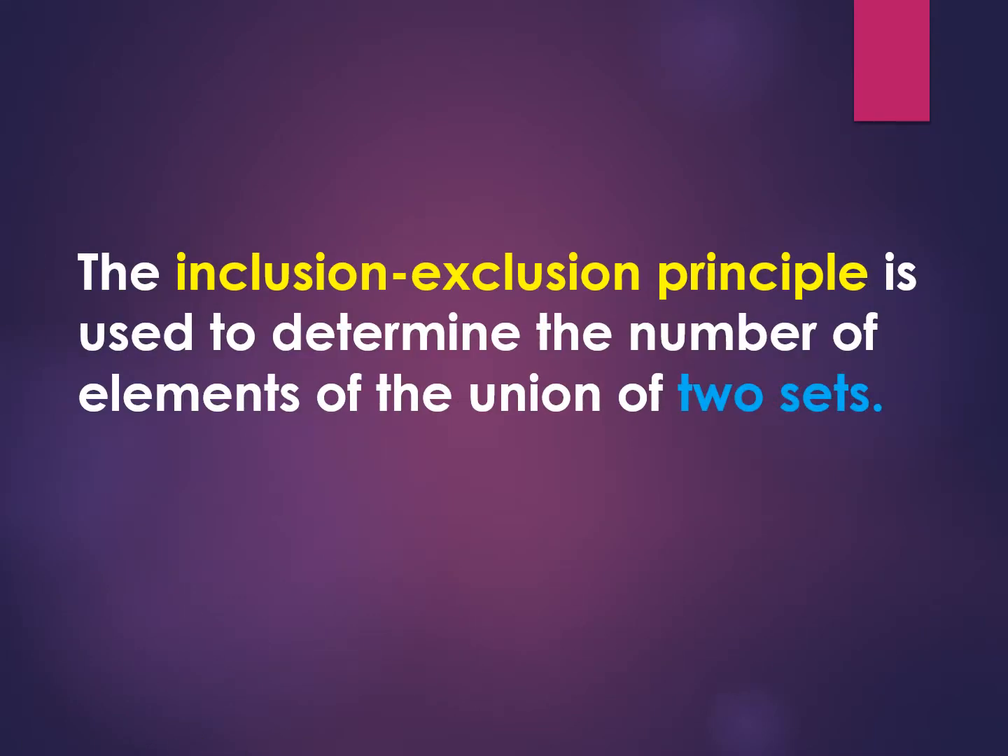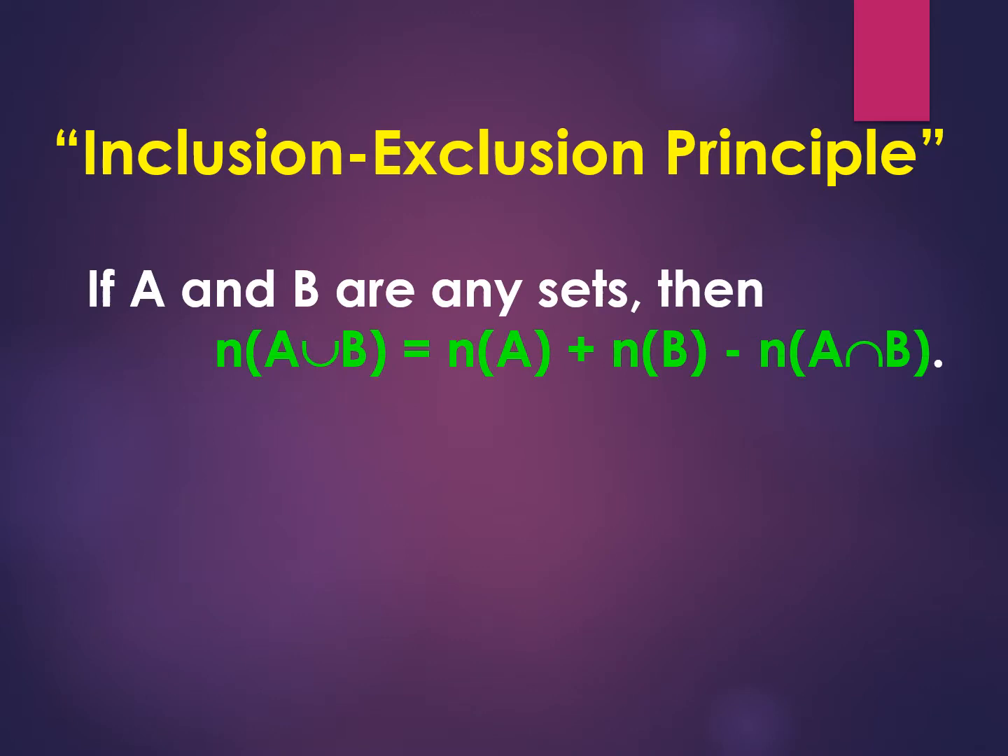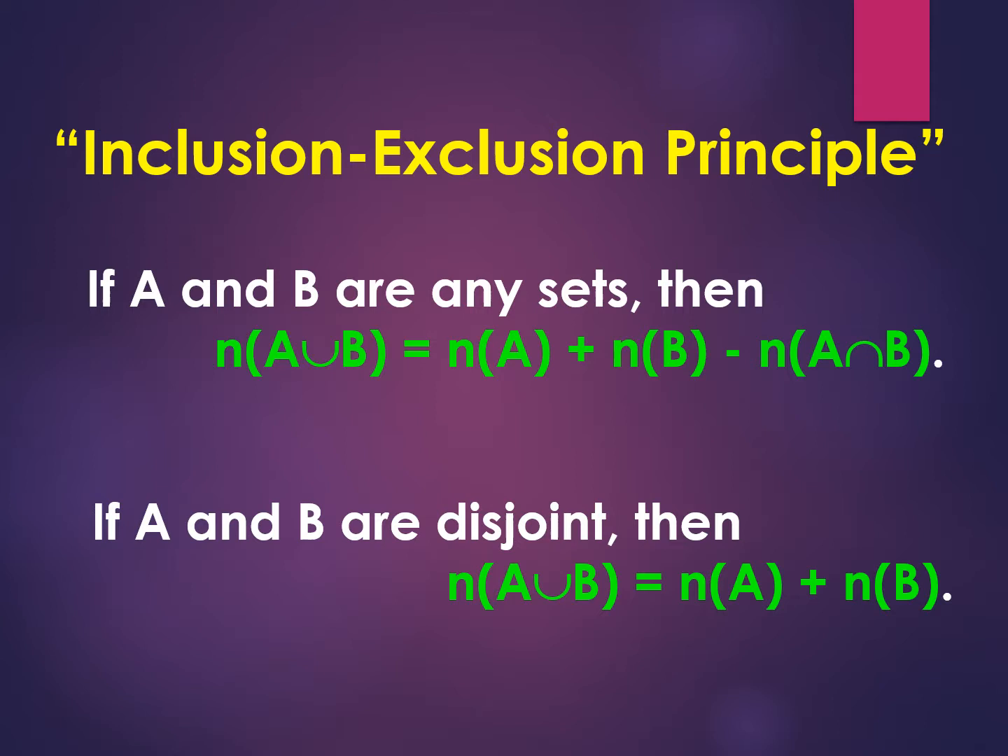The inclusion-exclusion principle is used to determine the number of elements of the union of two sets. Inclusion-exclusion principle: if A and B are any sets, then the union of set A and set B is equal to set A plus set B minus the intersection of set A and set B. If A and B are disjoint, then the union of set A and set B is equal to set A plus set B.